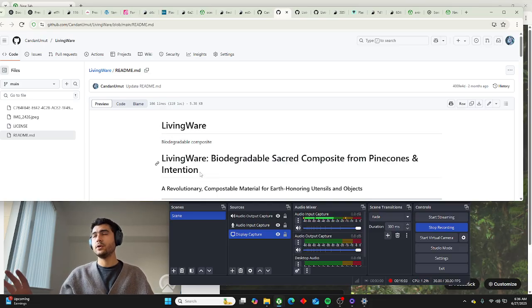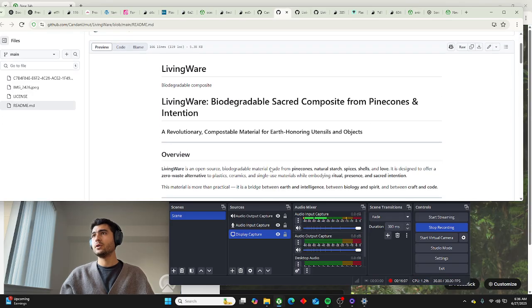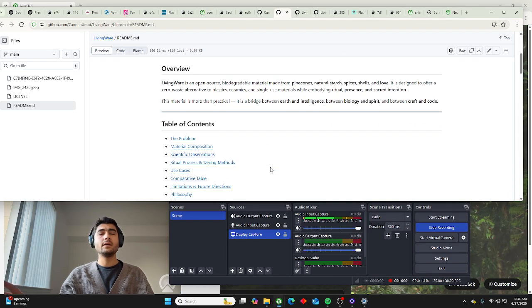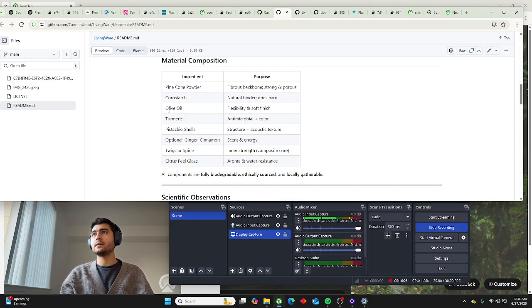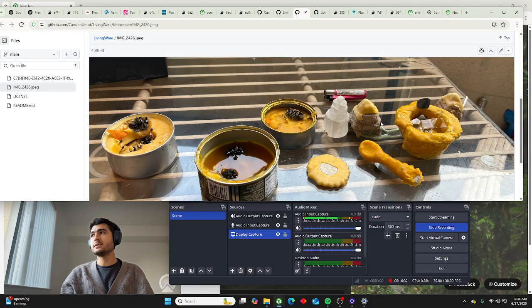I have worked on this composite from pine cones, basically a starch based composite with pine cones that I crushed and mixed with some other things, and I shared all the recipe here, like turmeric, pistachio shells, twigs or spine. I mean, I got some really nice outcome actually.